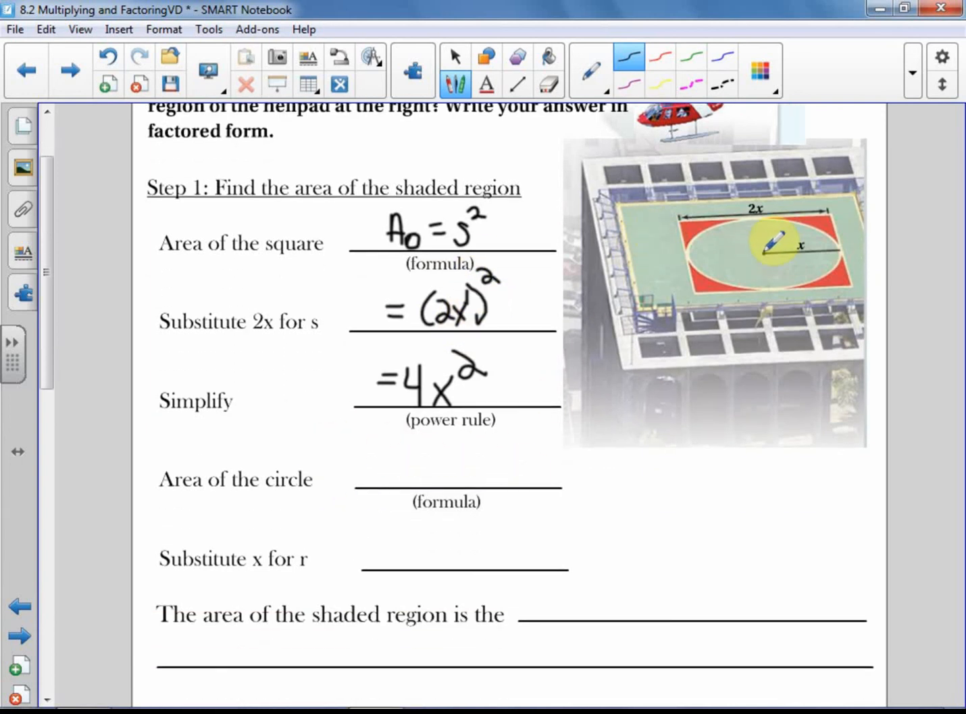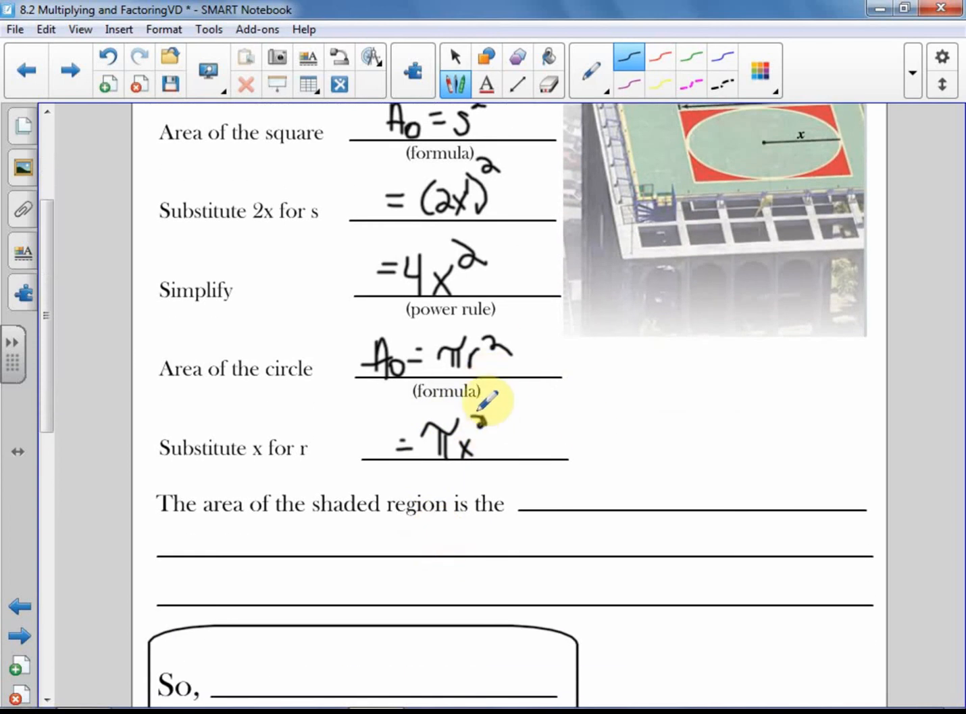Next, I'm going to find the area of the circle. Area of a circle is pi r squared. Now, my radius of the circle is given to me in terms of x, so I'm going to plug x in for r. So I'm going to have pi x squared per my formula. I substituted x in for my radius, and I have the result pi x squared.